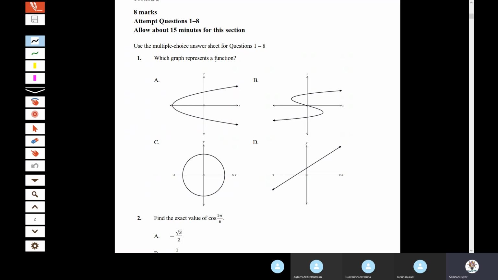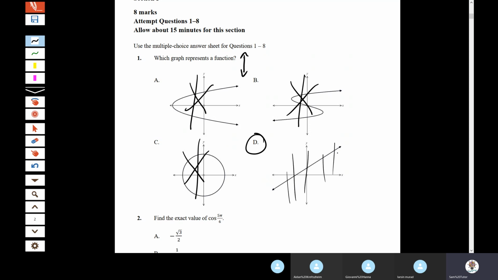Okay, which graph represents a function? A function has to pass the vertical line test. So this fails it, so not a function. This fails it, not a function. This fails it, not a function. This one, I draw a vertical line everywhere. It only touches at one point. This is a function.